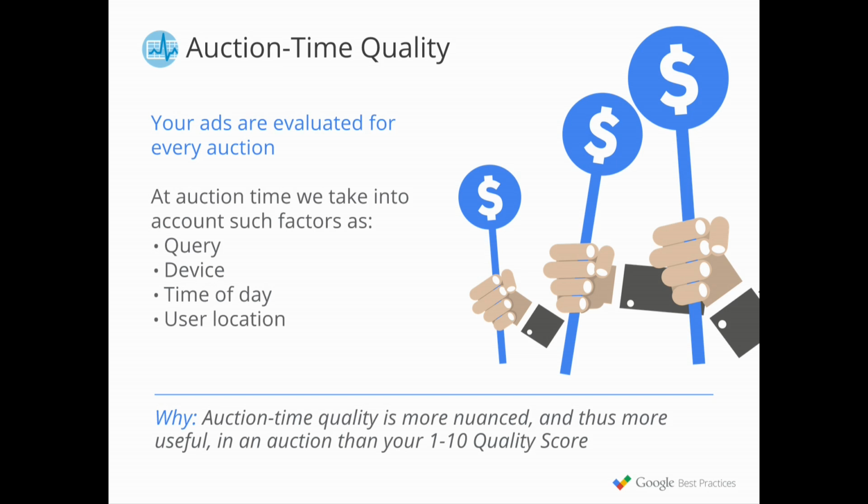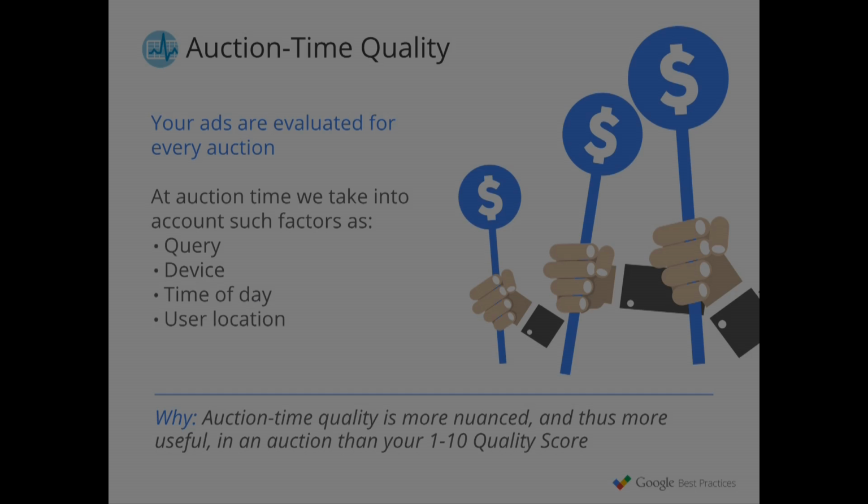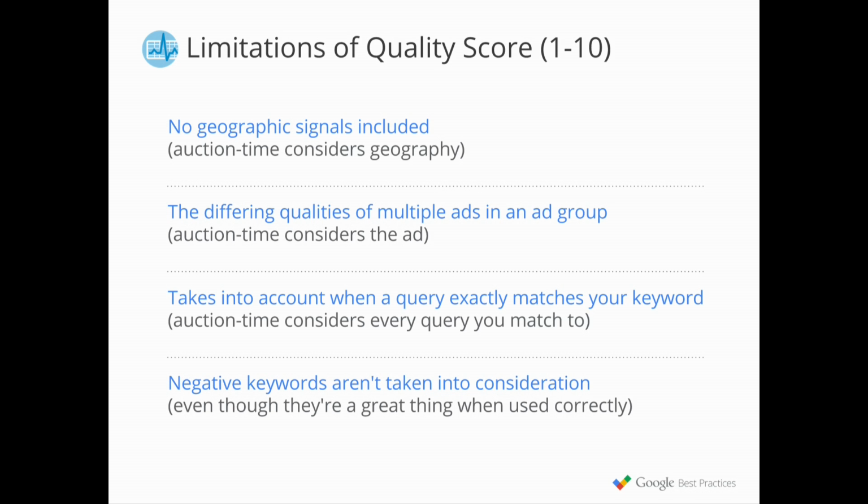It's much more nuanced, and it's just a lot more useful to you than that 1 to 10 number that's in quality score. That's supposed to be a diagnostic tool, remember. So it's just a little bit different than auction time quality. And that number is limited, okay? So there are a few other things that I think kind of help separate quality score with a capital Q and S that you can review in your account on the Keywords tab, and then ads quality. They're just kind of different beasts.